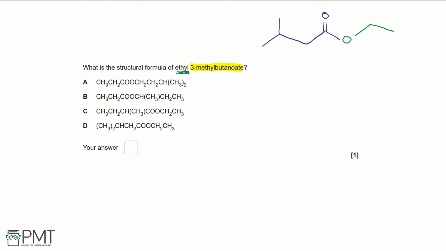So then we need to match which of these is relevant to the structural formula. So if we look at the beginning, we have 2 CH3 groups, because this would be CH3 and this would be CH3. So we're starting with 2 CH3s, which is going to be D. So to get the mark for this question, you write D in the answer box provided.